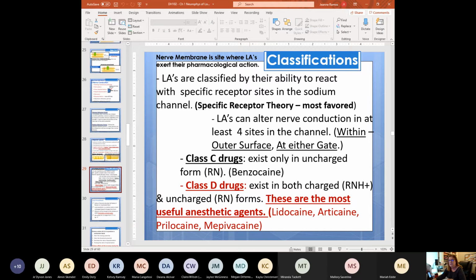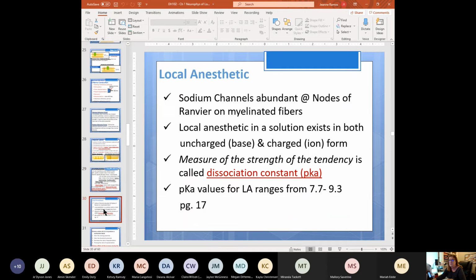So lidocaine, articaine, prilocaine, mepivacaine, those are all class D drugs. They have both charged and uncharged forms. So does charged and uncharged have anything to do with whether or not it's injectable or just topical?